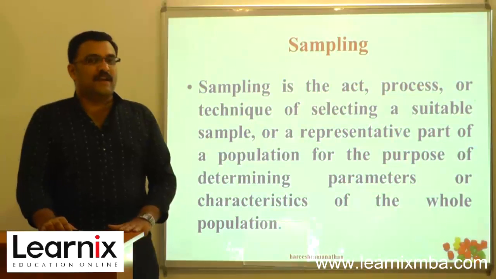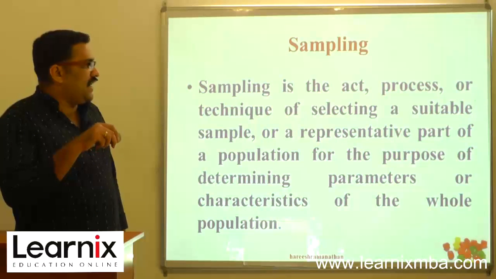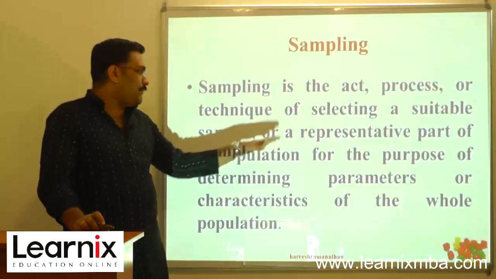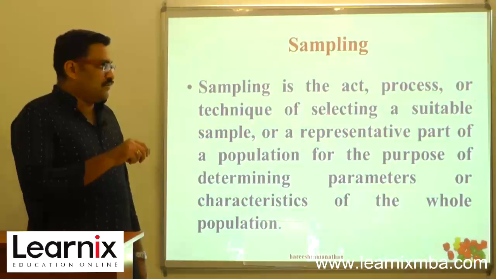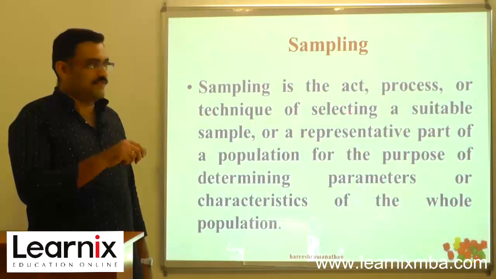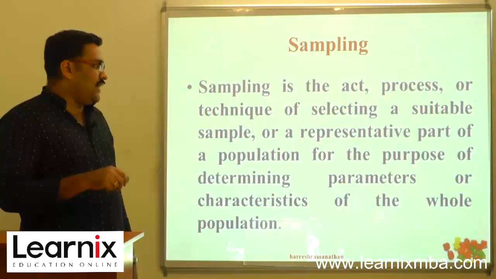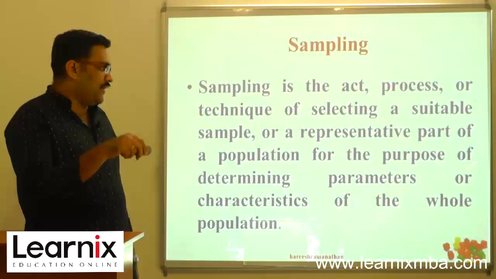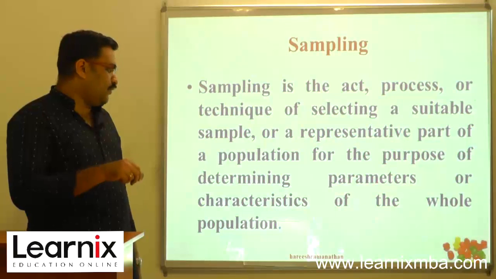While explaining sampling, two or three things are very important here. It is a technique of selecting a suitable sample or a representative part of a population. This word is very important here: if we are taking a sample, it should be representative. The first stress word here is representative. It is a part of the population, and what for are we doing all this? We are doing this for the purpose of determining parameters or characteristics of the whole population.